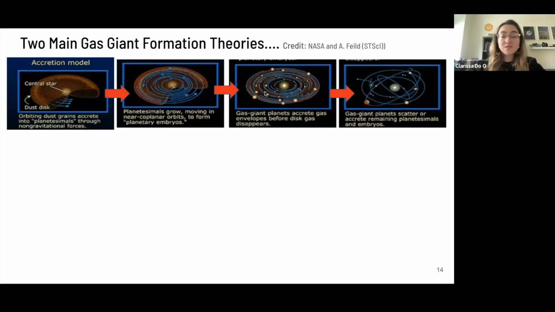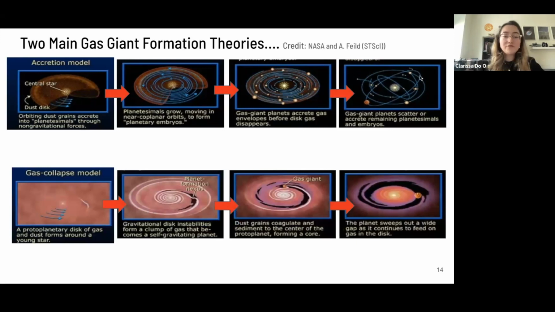But for gas giants, there's an extra step where after they have accreted enough solid material, enough dust, they actually start accreting gas onto themselves. And they have that gas envelope that we see even in the gas giants in our own solar system before the gas disk has fully disappeared. And then finally, we have our fully formed planet system.